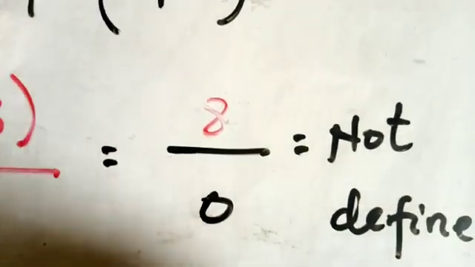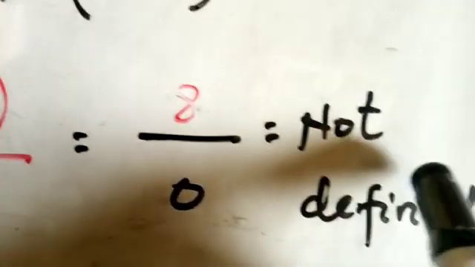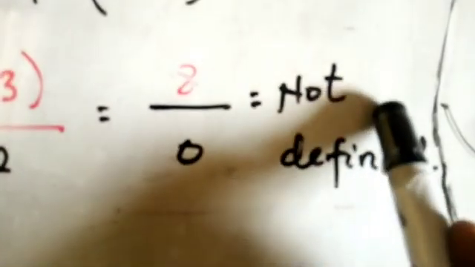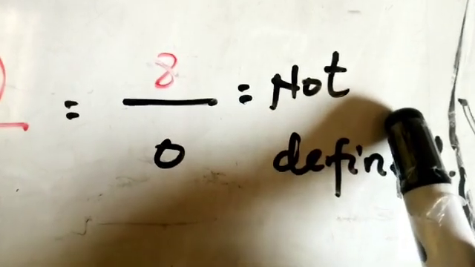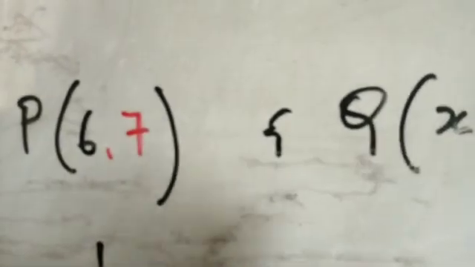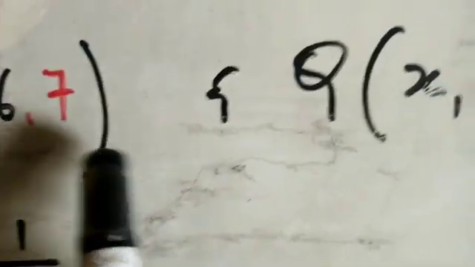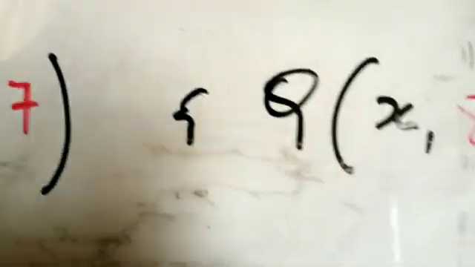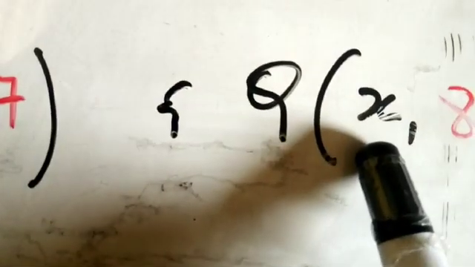It's not possible for you to divide a number by 0, so we call it not defined or undefined, right? So when you have something like that, don't be confused that you are not getting a number here. It's not always the case that you should get a number, once you know exactly what you are doing. All right, so the next one says that we have P to be 6, 7, and then Q to be x, 8.